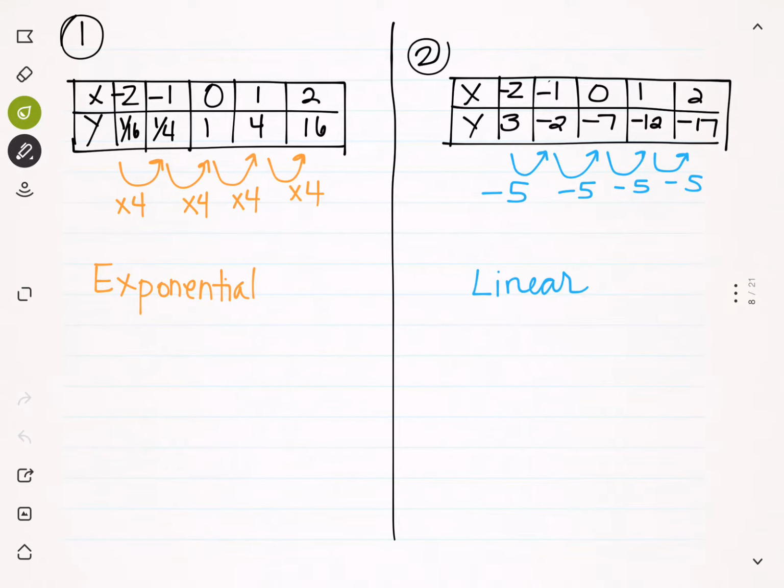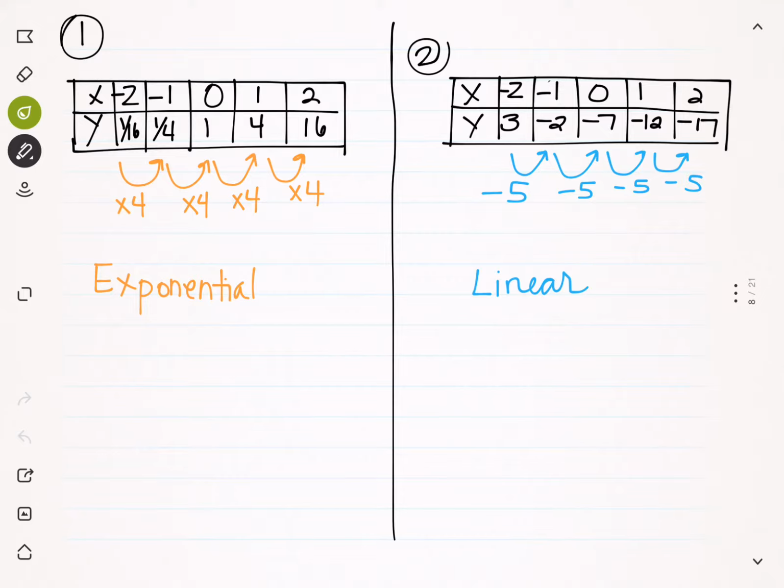Okay, so number 1, if you look at the pattern in our y values, if we multiply each y value by 4, it's going to give us our next y value. So 1/16 times 4 is 1/4, 1/4 times 4 is 1, 1 times 4 is 4, and 4 times 4 is 16. So we would say that number 1 is an exponential function.